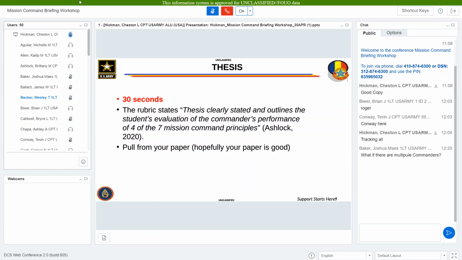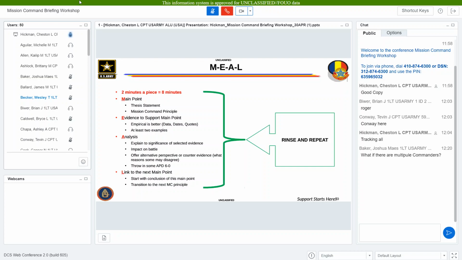Your thesis should clearly outline the evaluation of your 4 or 7 mission command principles. Write your paper first. And whatever thesis that you write for your paper, hopefully your paper is good, but you can't mess up the thesis. You should essentially copy and paste and read your thesis, not necessarily read it, but articulate your thesis, and that's going to allow you to grab the points. Again, this is what you're telling me your brief is about. You're getting ready to tell me what the mission command principles that you evaluated are. Simply put, 30 seconds, that's it. Now, transition to the next slide.